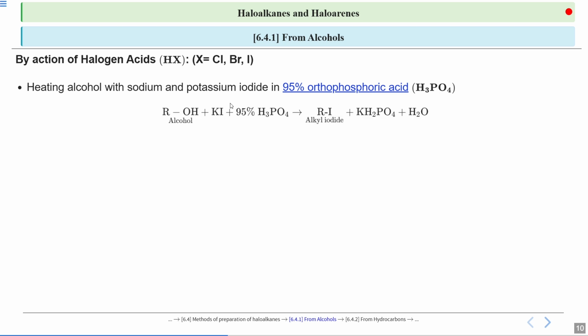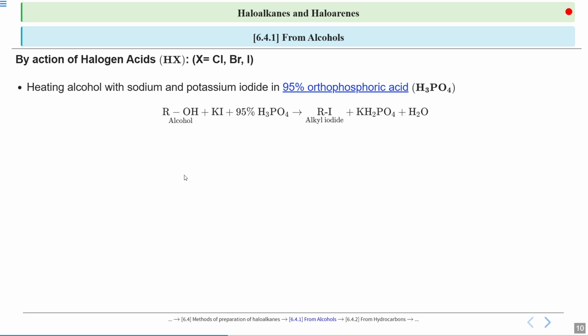Alcohol reacts with potassium iodide in 95% orthophosphoric acid to give you alkyl iodide, RI, plus KH2PO4 plus H2S as side products. So H3PO4 here, which we are using, is a non-oxidizing acid.